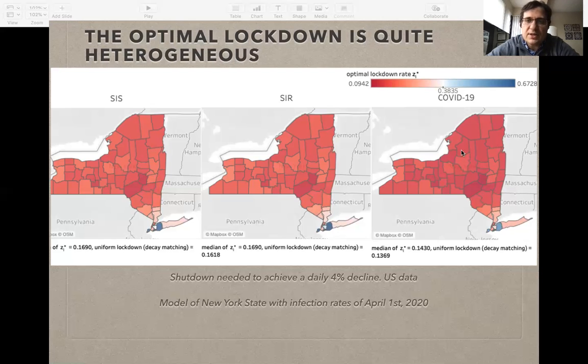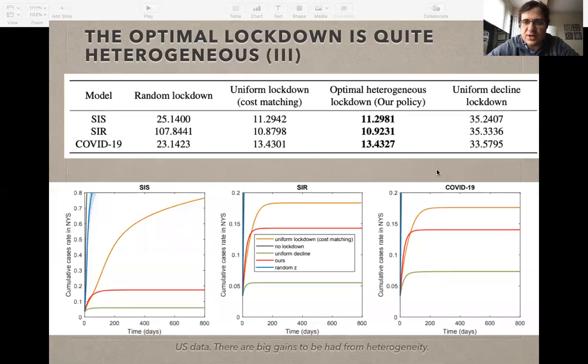Not only that, but you get a benefit from that heterogeneity. So in this graph, compare the red and the orange. The red is our optimal lockdown, and the orange is the best uniform lockdown, same across all counties, found through line search. And you see that indeed, this highly heterogeneous structure does give you benefits. So in every case, we outperform in terms of the number of cases. And in the SIS case, the difference is particularly stark.